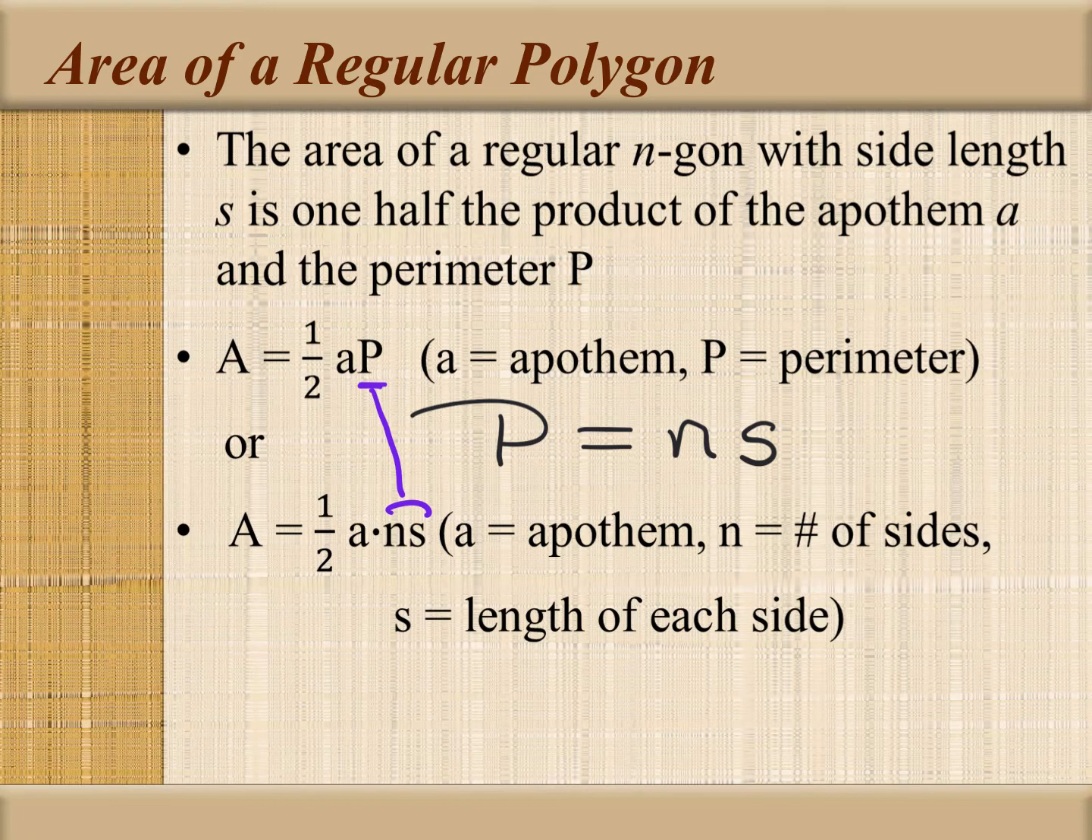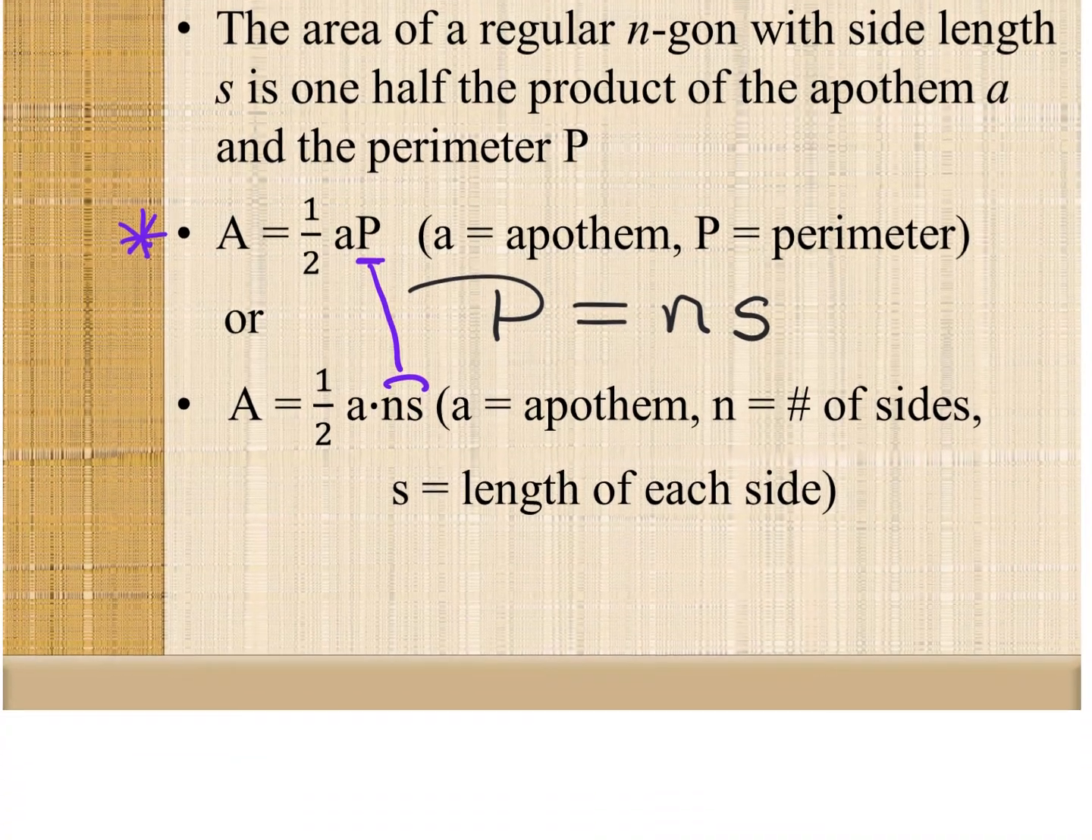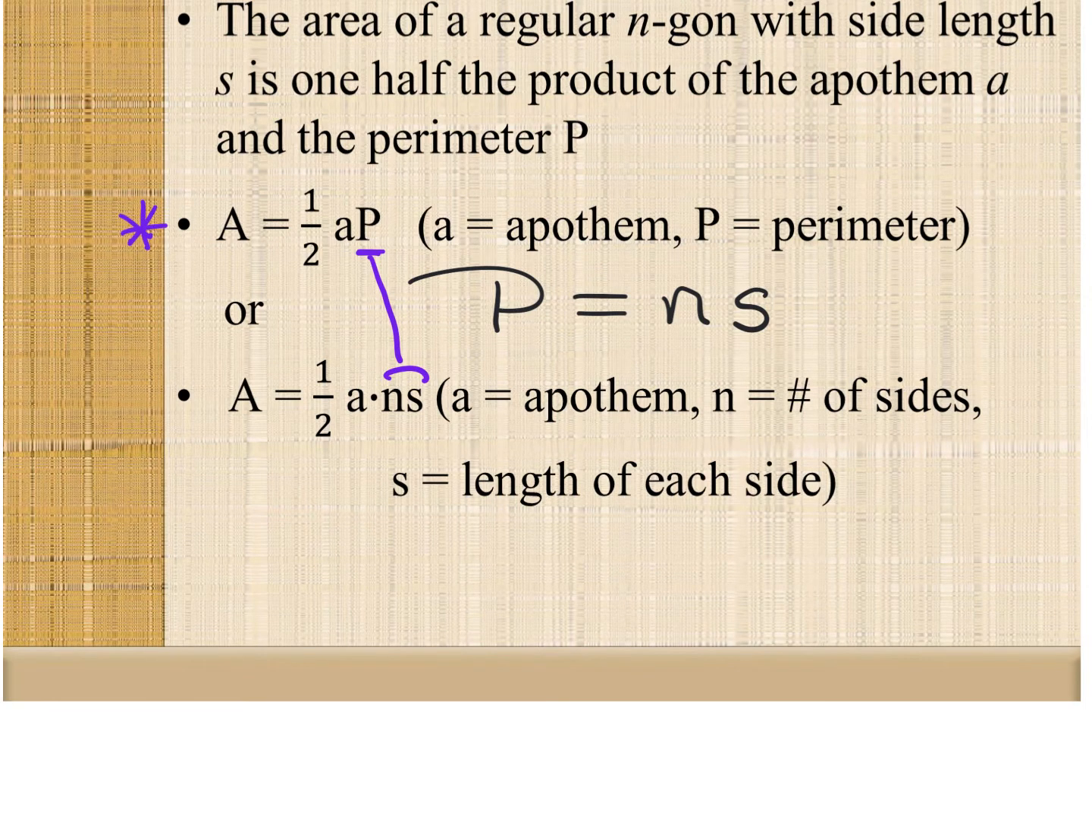Coincidentally enough, on all of our examples we're going to do, I'm going to figure out the perimeter first, so I'll be able to use this first formula. However, if you get a question where it just says find the area, you're not going to necessarily have to find the perimeter first. You can just plug it into the second formula. Now also keep in mind, if you didn't want to use the 1/2, for example, in the bottom formula, you could also do apothem times number of sides times the side length and divide it by 2. It's the same thing as multiplying by 1/2.